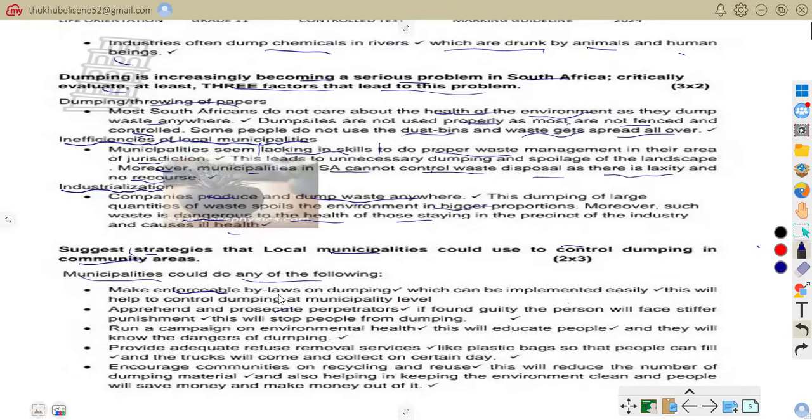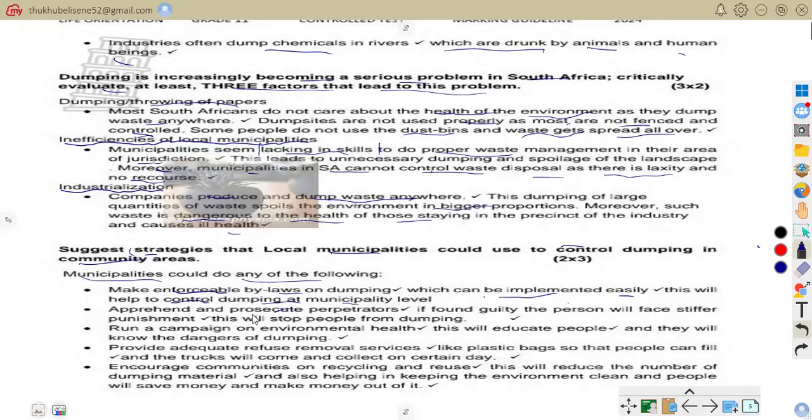Make enforceable bylaws on dumping, which can be implemented easily. This will help to control dumping at the municipality level. So what we are saying is, enforce strict bylaws. Municipalities should create rules against illegal dumping and ensure people follow them. For example, people caught dumping illegally should pay heavy fines.